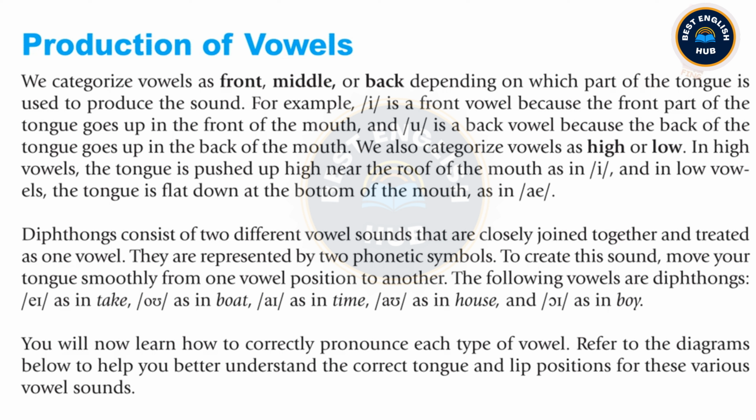Diphthongs consist of two different vowel sounds that are closely joined together and treated as one vowel. They are represented by two phonetic symbols. To create these sounds, move your tongue smoothly from one vowel position to another. The following vowels are diphthongs: A as in take, O as in boat, I as in time, OW as in house, and OI as in boy.